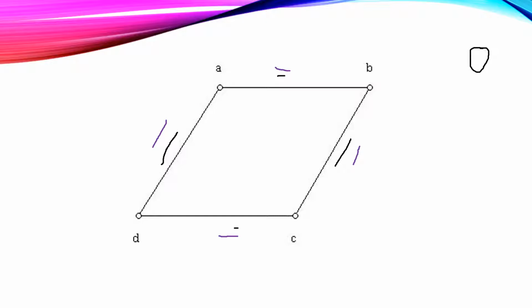Is this parallelogram also a rectangle? No. But why? It has two sets of parallel sides, but no right angles. It needs those right angles to be called a rectangle.